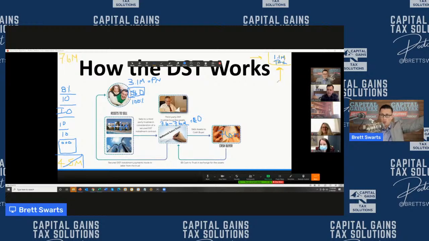So think of it like a 401k. If I send my money to the 401k, I'm getting some kind of tax advantage. The same thing with the DST, except there's no minimum required distributions and there's no exit fee. You pay the tax when you do it, right? There's no requirement there. Okay.